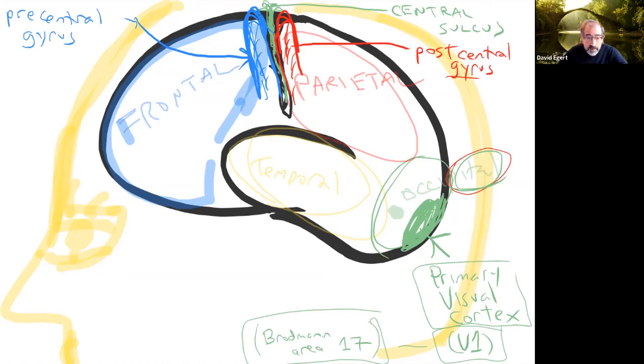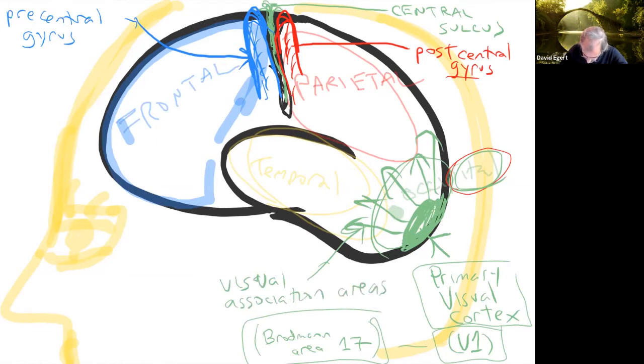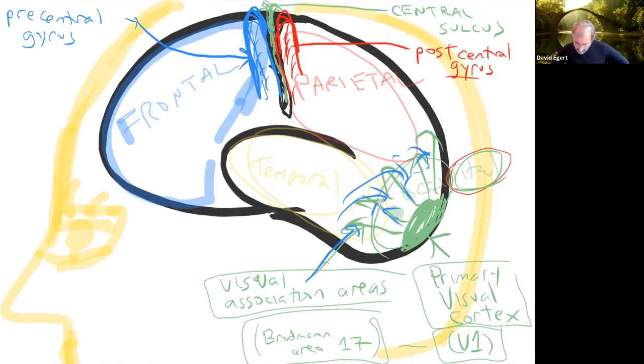And then, as you continue further in, we get what are called the visual association areas. So there's primary visual cortex, which is more low-level raw data, but then visual association. We should talk a little bit about that, because there's going to be association areas for all of the senses.